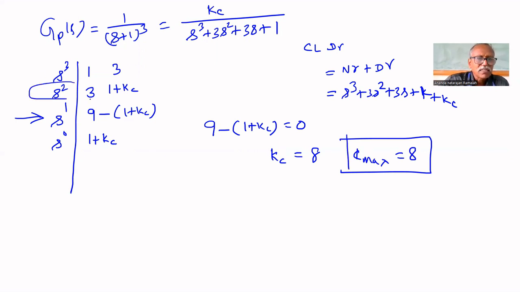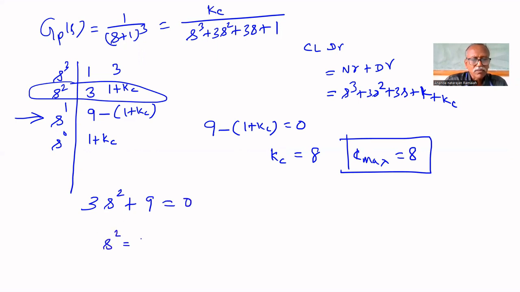What is the period of oscillation? For that, we have to consider the second row, that is 3S square plus 9 equals 0 with KC equal to 8. Therefore, S square equals minus 3, or S equals plus or minus j root 3. So omega equals root 3.